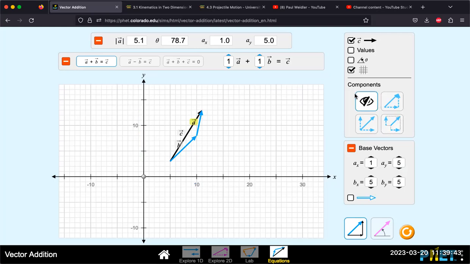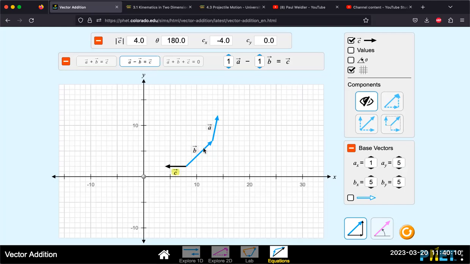Let's turn the components off for a minute. Let's look at the difference between the sum of vectors and the difference of vectors. Now you see, when we have the sum of vectors, we add our vectors tip to tail, okay? So C is the vector such that if we go along B and then go along A, that's the same vector we get if we go along C.